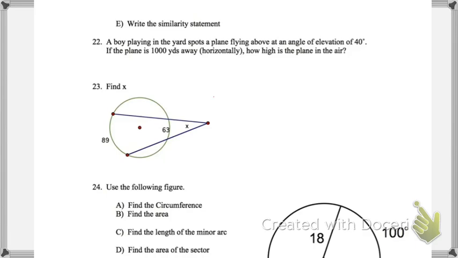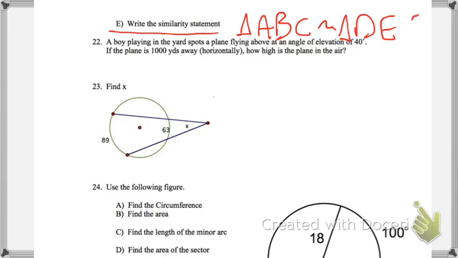Okay, so for that, oh, and there's one more on this other side. Write the similarity statement for that last one. Triangle ABC is similar to triangle DEF. And the similarity statement is when you line up the congruent angles with each other. A corresponds to D, B to E, and C to F. And you have to put them in the same order to demarcate where the equal angles are.